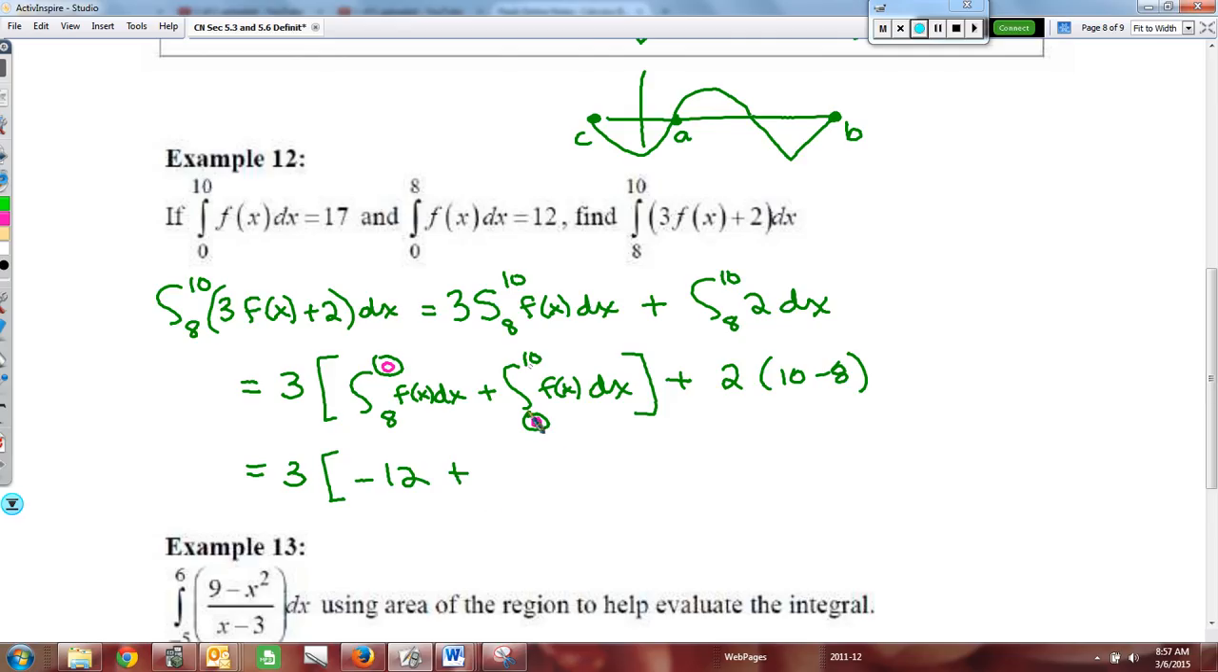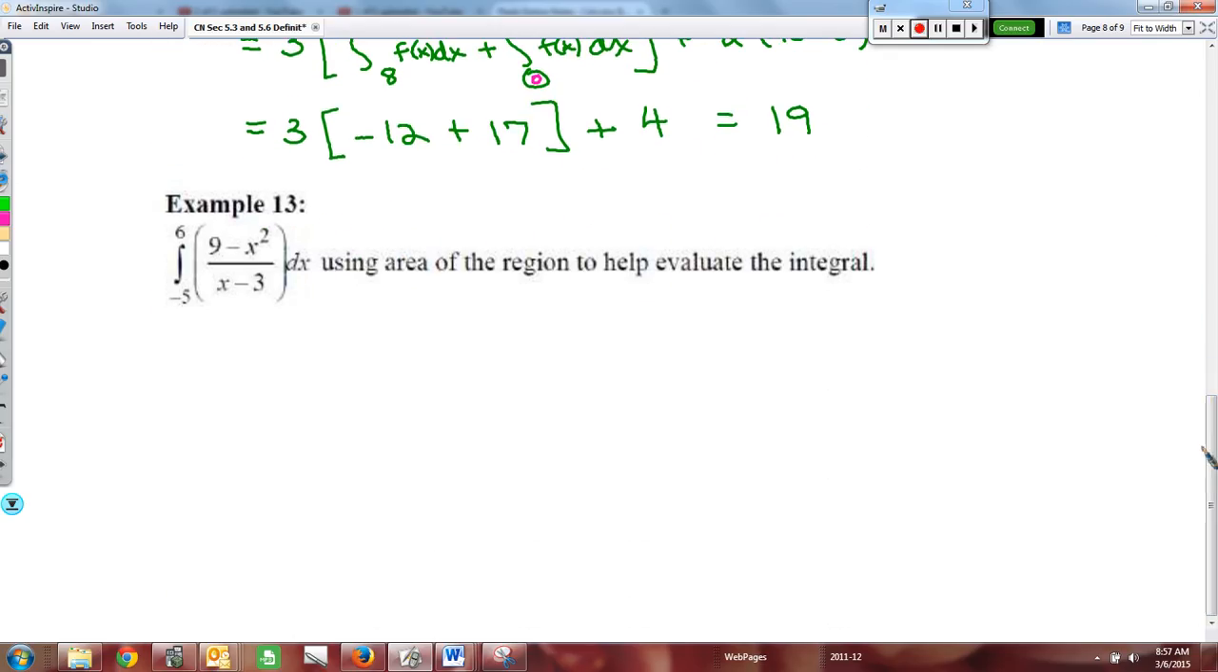And then we have 0 to 10 is 17, plus our 2 times 2 are 4 over here, and then we are essentially just doing arithmetic to calculate. We get 15 plus 4, or 19. So you can see how if you know certain integrals, you can work through them and basically create other integrals by using these properties. All right, example 13, another example where I have an improper integral.